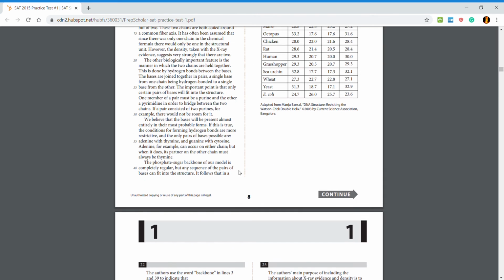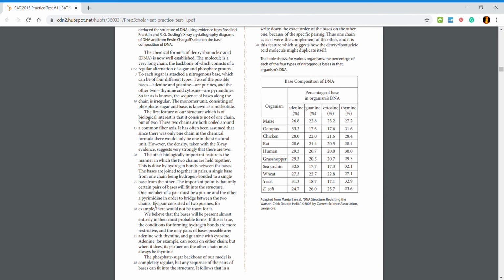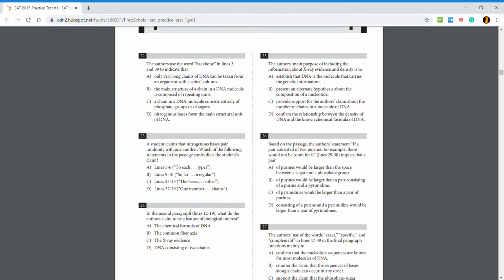So if we go back to the statement, 29-30: one member of a pair must be a purine and the other a pyrimidine in order to bridge between the two chains. If a pair consisted of two purines, for example, there would not be room for it. So it's saying that one has to be a purine and one has to be a pyrimidine in order to bridge between the two chains, in order for the two chains to connect. If there were two purines, there wouldn't be room to connect. So you go back down.